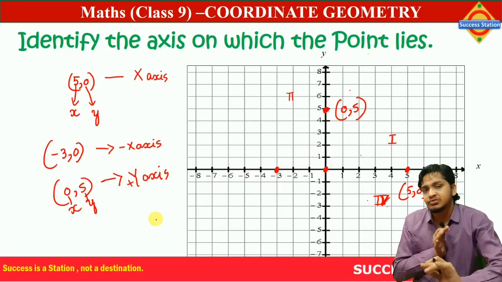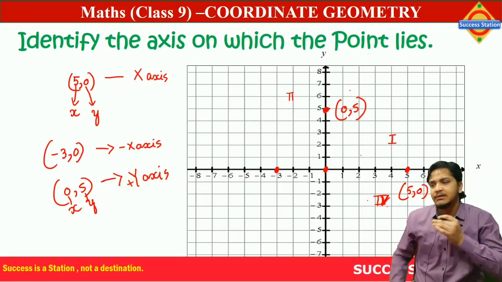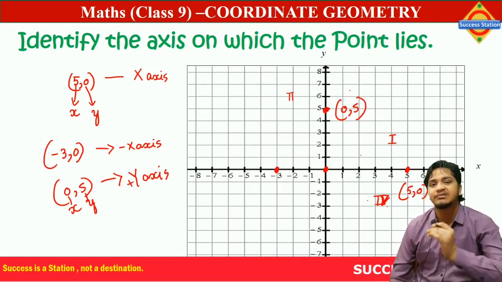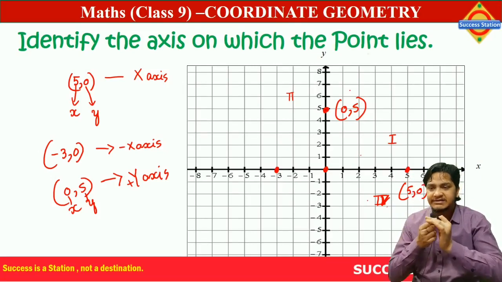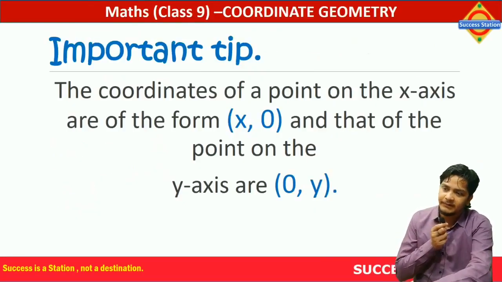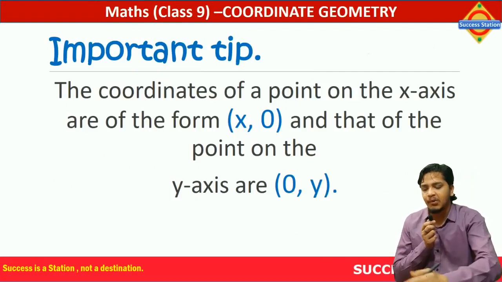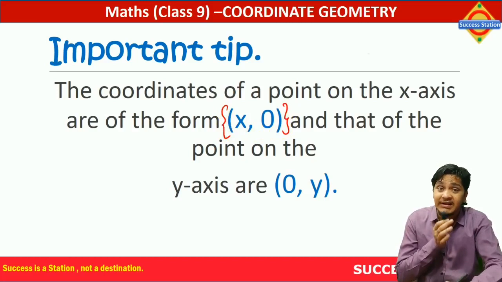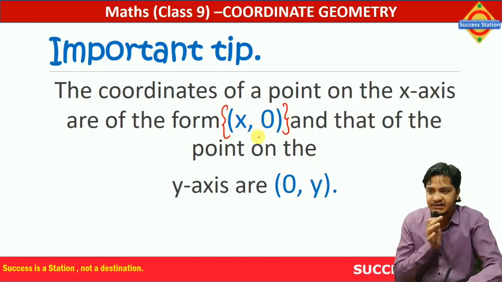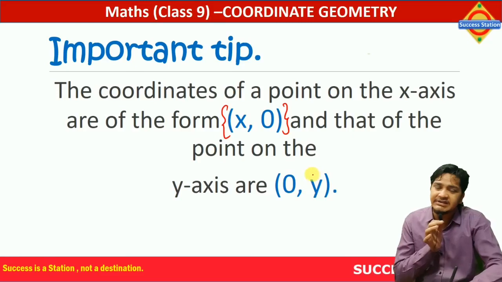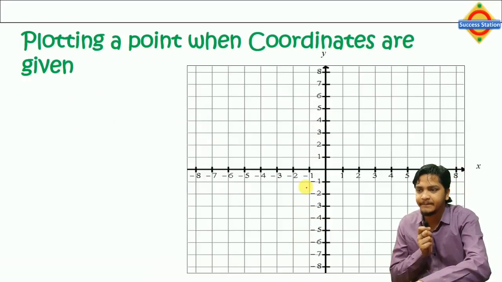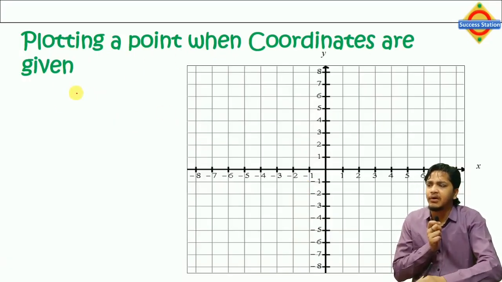Clear or not clear? Do not ever write that this lies on the quadrant. No, it does not lie on the quadrant. It lies on the axis. Clear? Okay. So any point that lies on the x-axis has coordinates of the form x comma 0. It lies on the x-axis means it is not traveling any y distance. And any point which lies on the y-axis has coordinates 0 comma y. Clear? Okay.